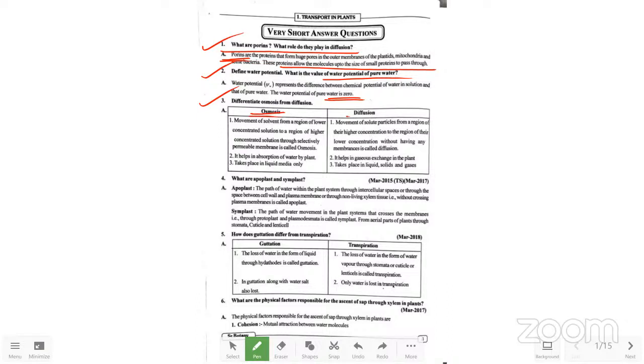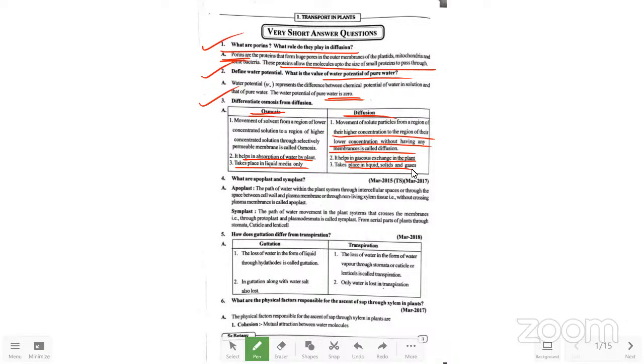And the next one is diffusion. Diffusion means movement of solute particles from the region of higher concentration to the region of lower concentration without having any membrane. That is called the diffusion process. Osmosis helps the plants to absorb water, and it takes place in the liquid medium only, whereas diffusion helps in gaseous exchange and takes place in all forms of particles, that is liquids, gases and solids.